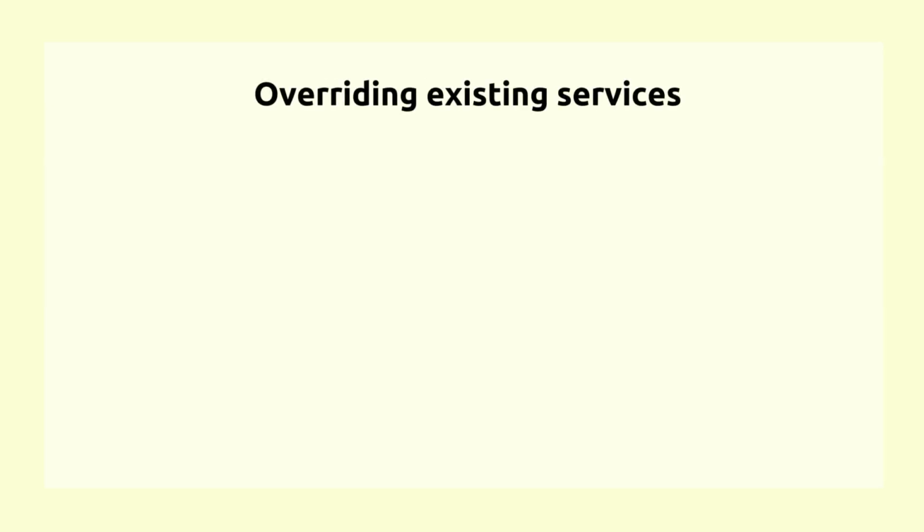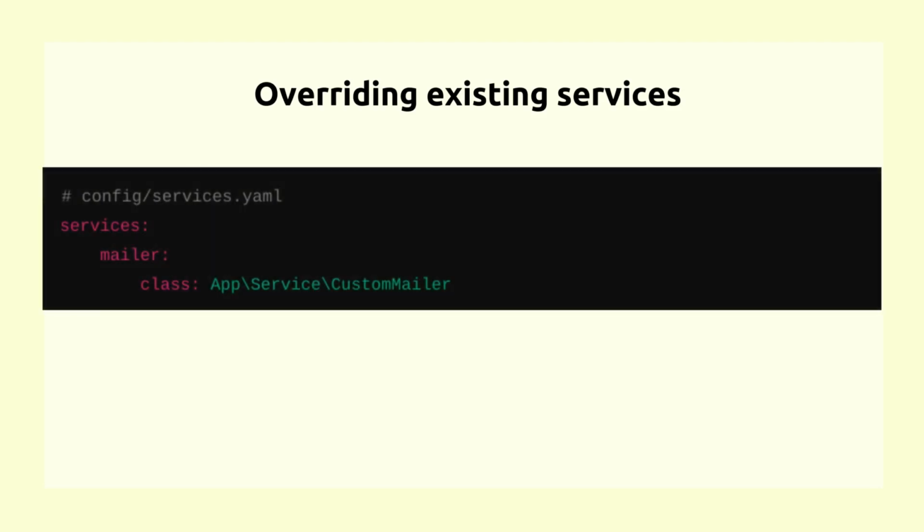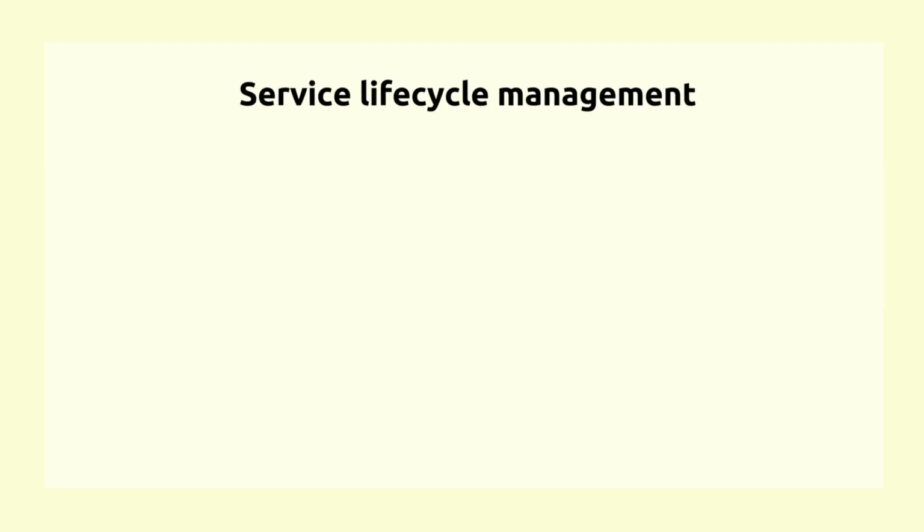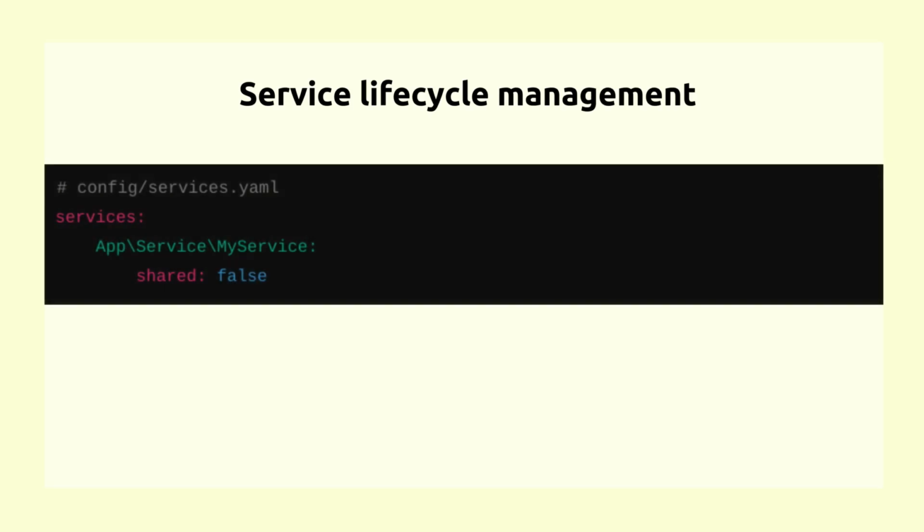Overriding existing services. If you need to override a default service of Symfony or any bundle, you need to manually register a new service that will replace the original one. Here, the standard mailer service is replaced with a custom mailer. Service lifecycle management. Autowiring cannot always provide precise control over a service's lifetime, whereas manual registration allows for explicit specification. With this approach, each time the service is requested from the container, a new instance is created.